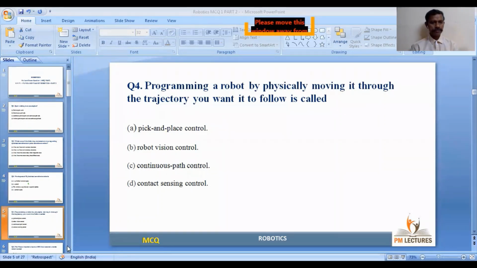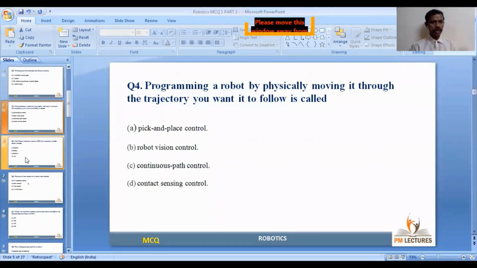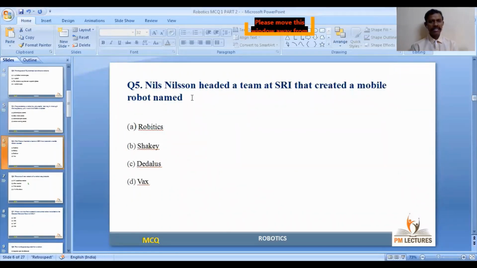Next question, fifth question. Nils Nilsson headed a team at SRI that created a mobile robot named option A, Robotics, option B, Shaky, option C, Daedalus, option D, Wax. So the correct answer is Shaky, and option B is the correct answer.